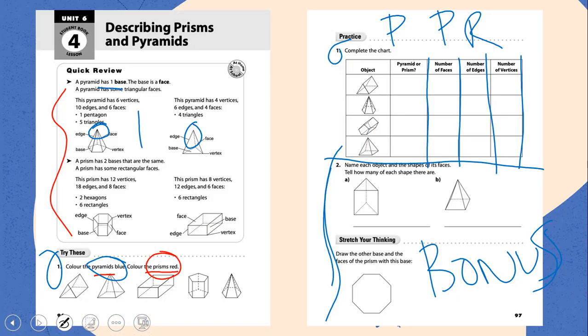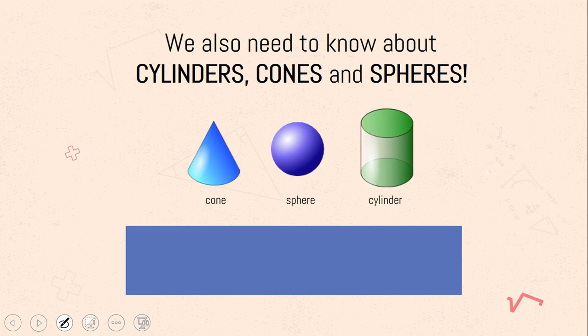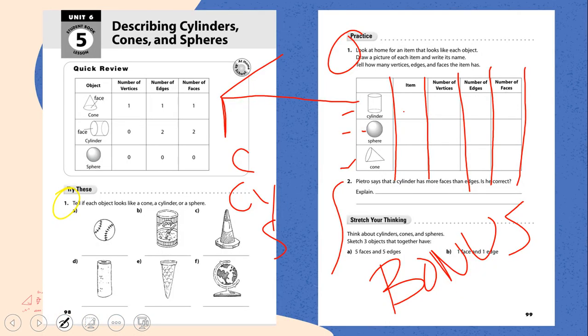So you need to complete page 96, 97, 98, and 99. Just questions 1 on all of those pages, and that's it.